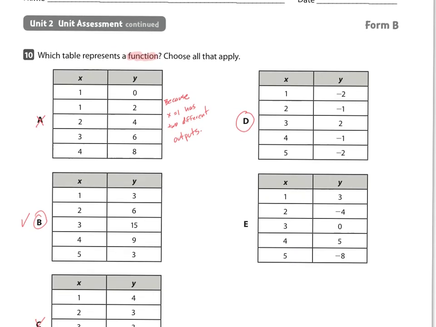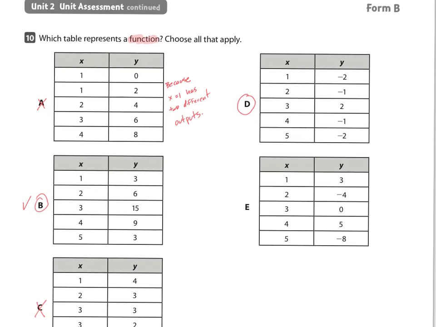And the last one, E. 1 goes to 3, 2 goes to -4, 3 goes to 0, 4 goes to 5, and 5 goes to -8. Once again, your X values have only one Y value. That means that it's a function.